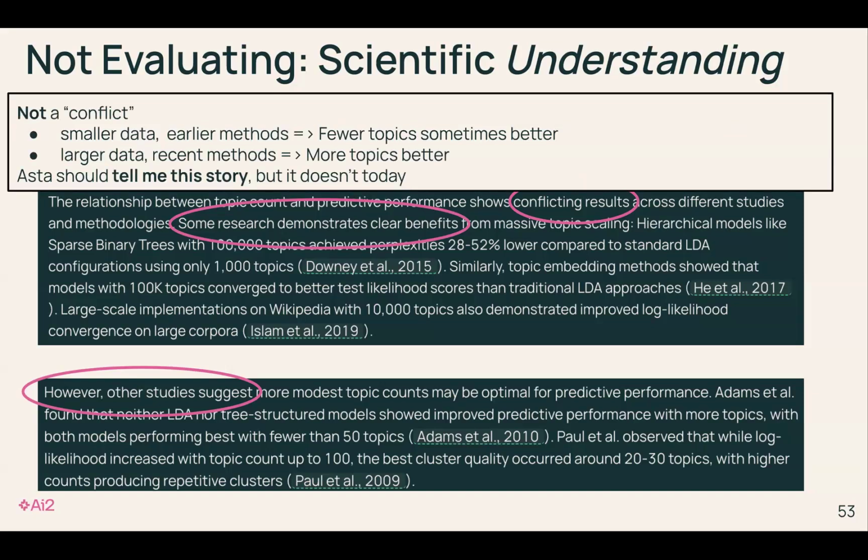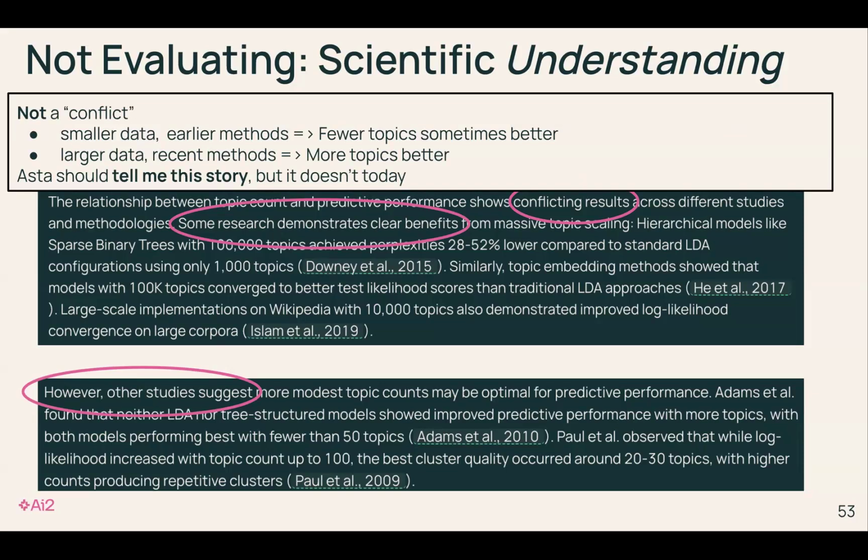What's going on is that earlier methods, everything down here that doesn't show gains, is from 2010 and earlier and uses earlier methods in small corpora. These things at the top are from 2015 and later, and were specifically designed to handle large numbers of topics, very different methods, and they use large data sets. And that's why they're showing different results. This is from the Asta system, and it just doesn't tell the story at all, right?